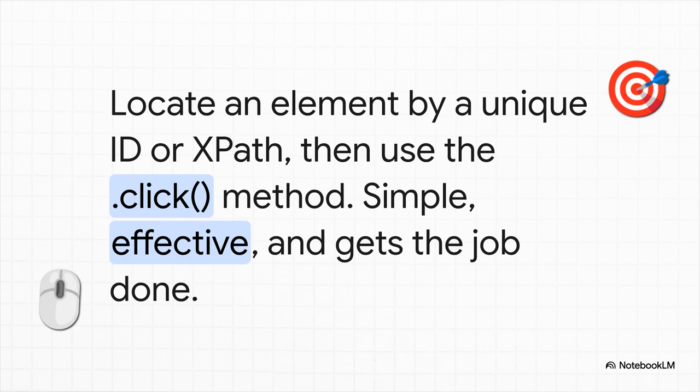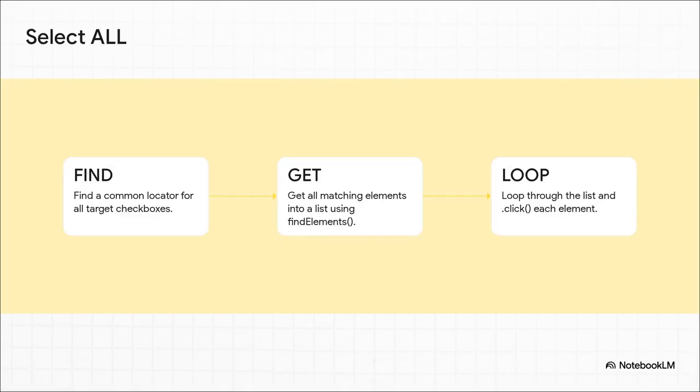This is your bread and butter. All you have to do is find a unique way to identify that checkbox, like its ID or XPath, and then just call the .click method. It's simple, it's effective, and it just works. But what if you need to select, like, all of them at once?